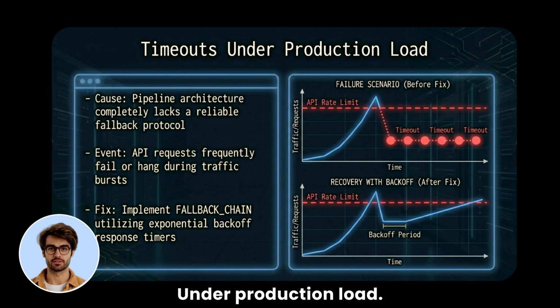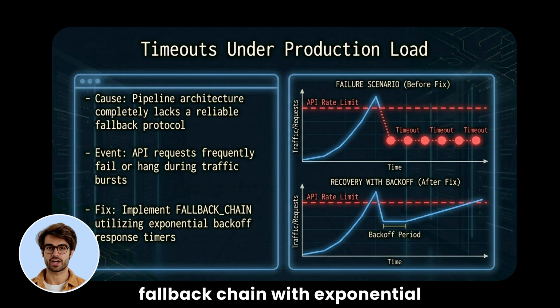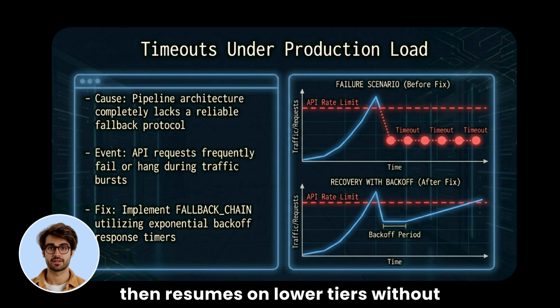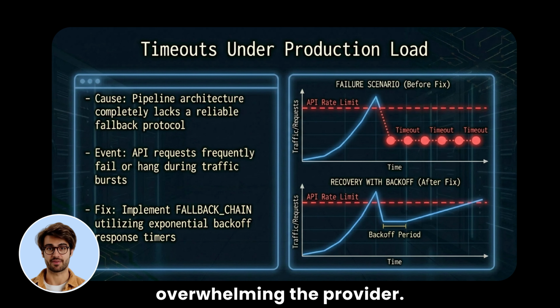Under production load, missing fallback logic leads to repeated timeouts once API rate limits are hit. By implementing a structured fallback chain with exponential backoff, we transform failure into graceful recovery. Traffic briefly pauses, then resumes on lower tiers without overwhelming the provider.